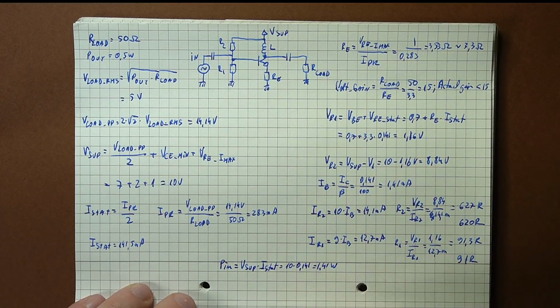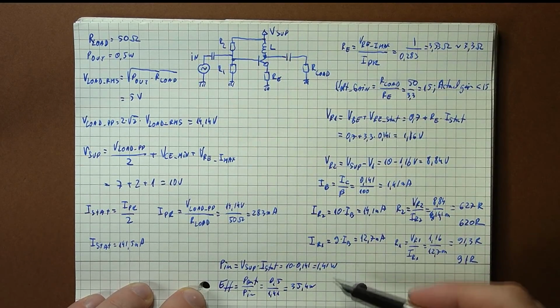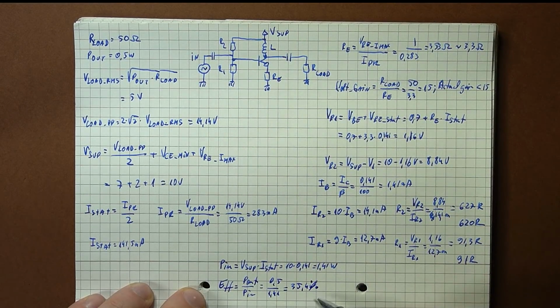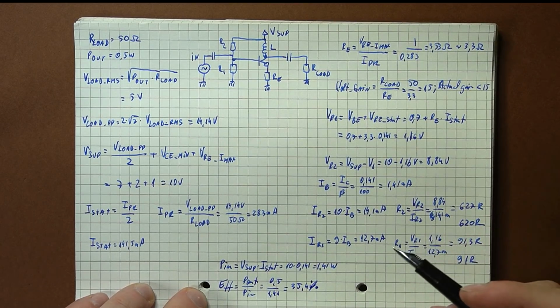Final thing to do, we can work out the expected efficiency. So we know the output power of half a watt, we know the input power of 1.41 watts, and this gives us an efficiency of about 35%. So it's not 50%, but it's not that bad either.